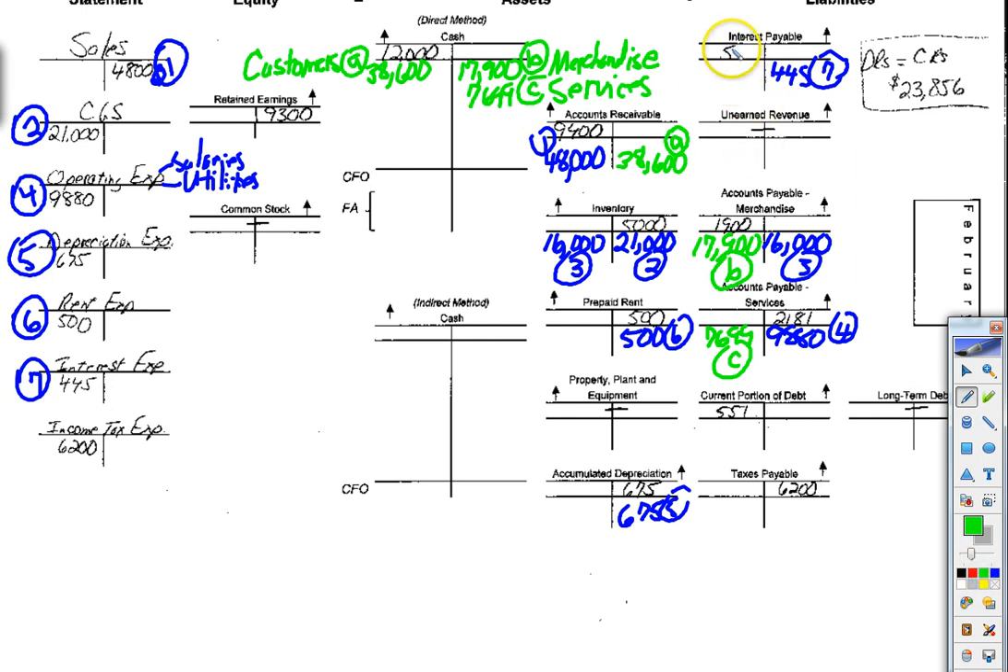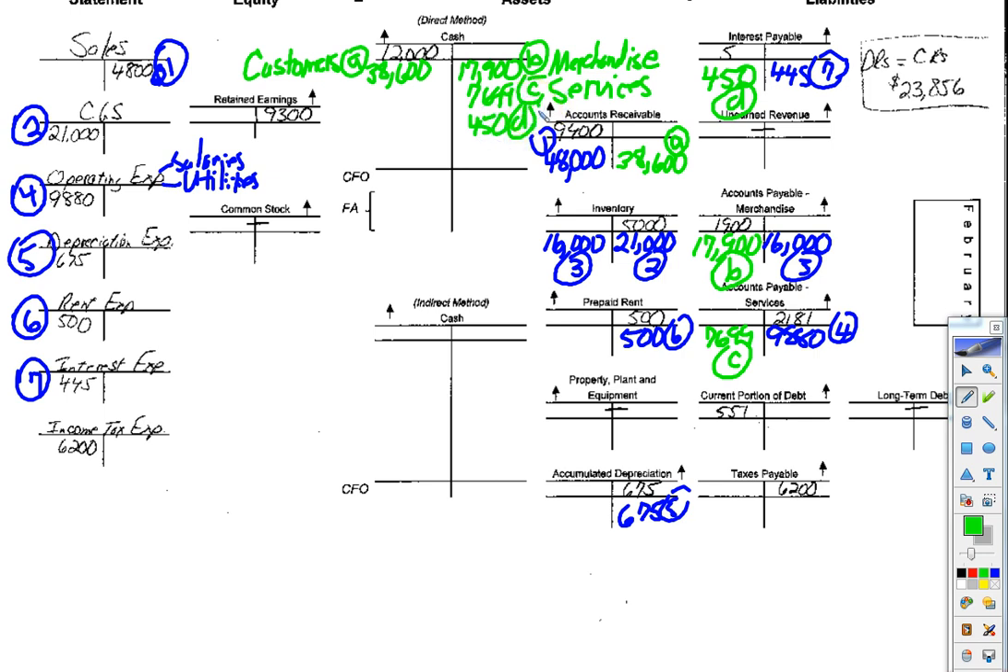If the account went down, that means we paid more cash than the expense. So the cash payment must have been $450. We're ready for transaction D for cash flow. So we know cash was paid, $450 for interest.